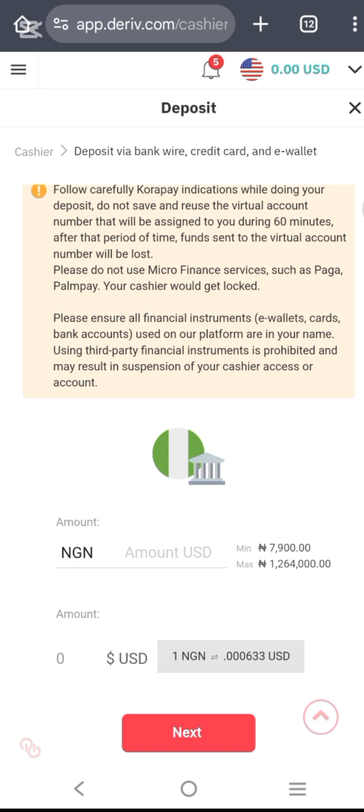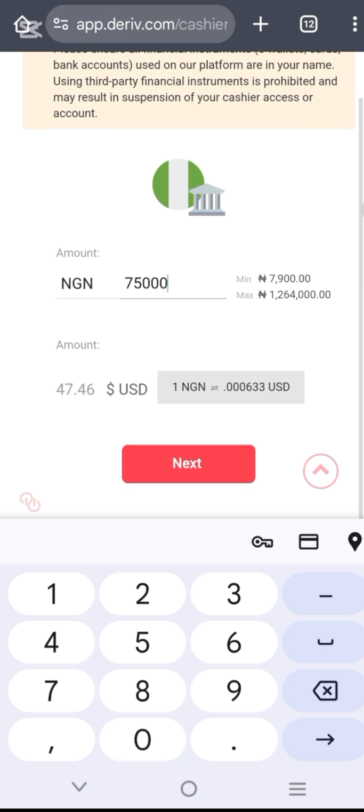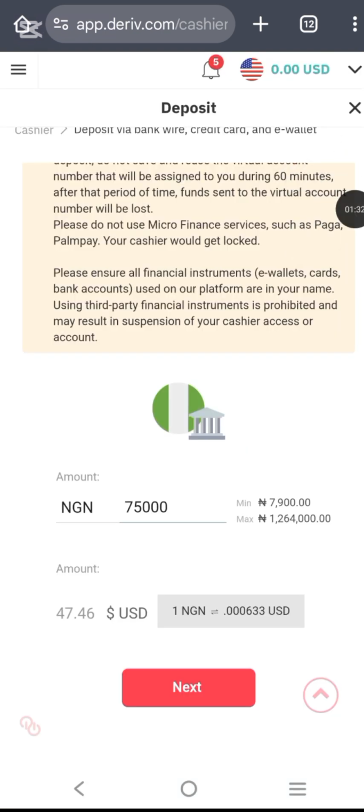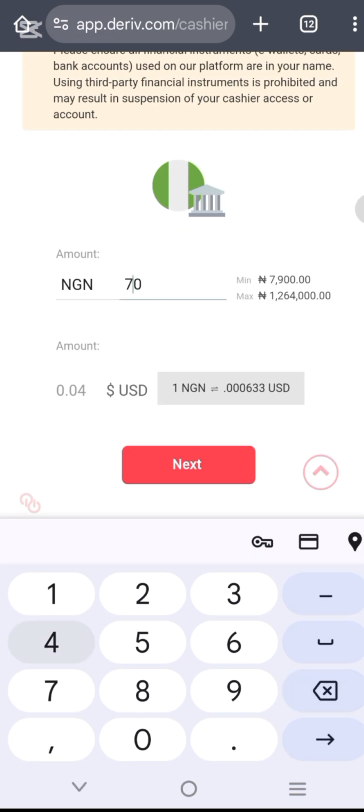Now put in the amount in Naira and it will show you exactly the amount you will be depositing in dollars. So I typed in 75,000 Naira and it showed me $47.46. That is what my 75,000 Naira will give me if I fund it.